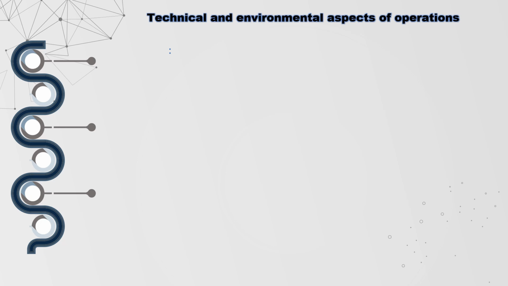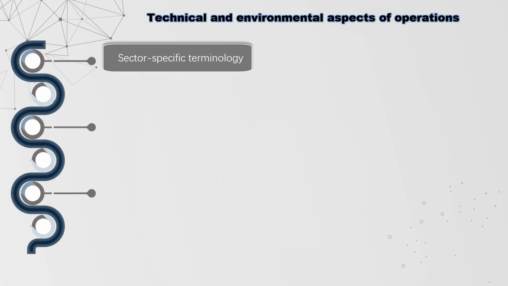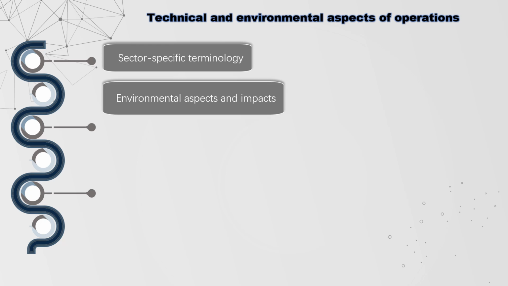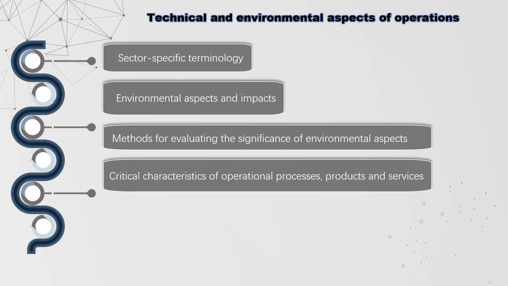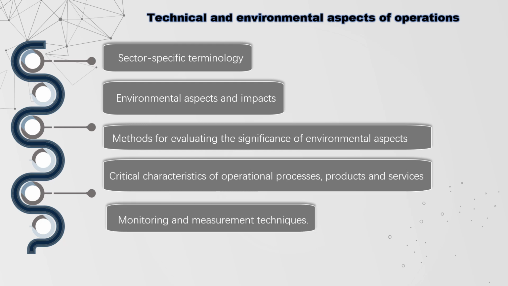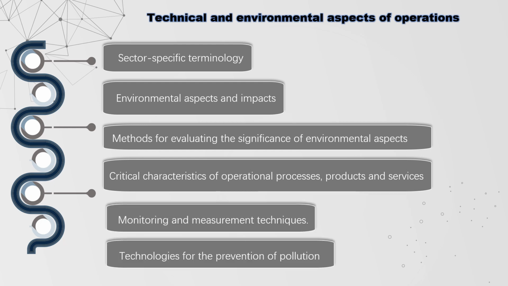For a better understanding about the interaction of the auditee's activities, products, services, and operations with the environment, knowledge and skills in the technical and environmental aspects of operations should cover the sector-specific terminology, the environmental aspects and impacts, the methods for evaluating the significance of environmental aspects, critical characteristics of operational processes, products, and services, monitoring and management techniques, and finally, the technologies for the prevention of pollution. The 6 types of knowledge help auditors comprehend the auditee's operations better.